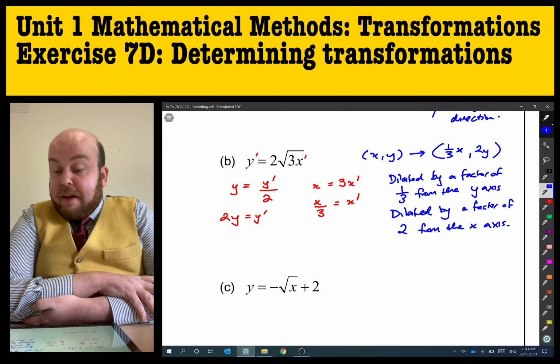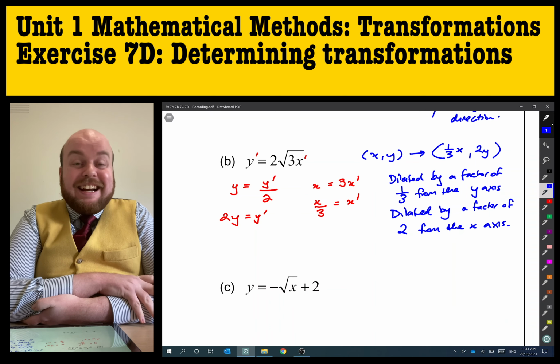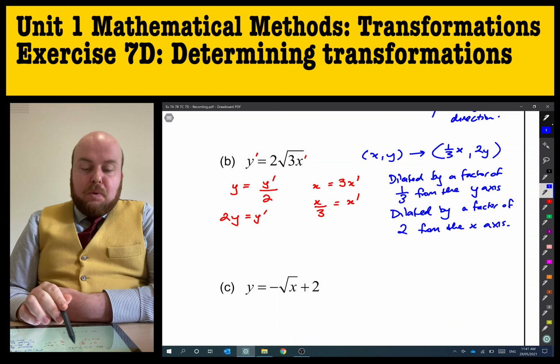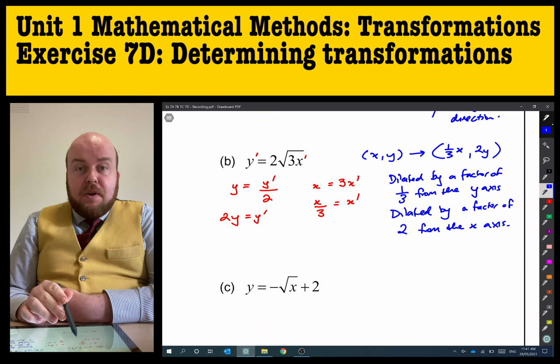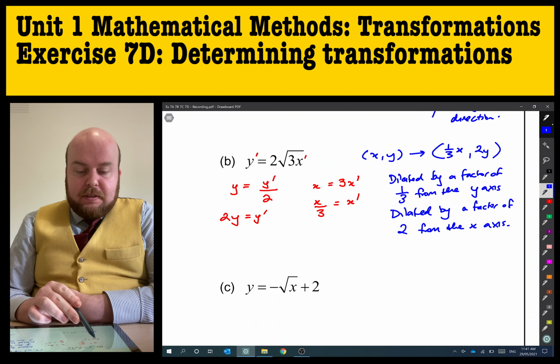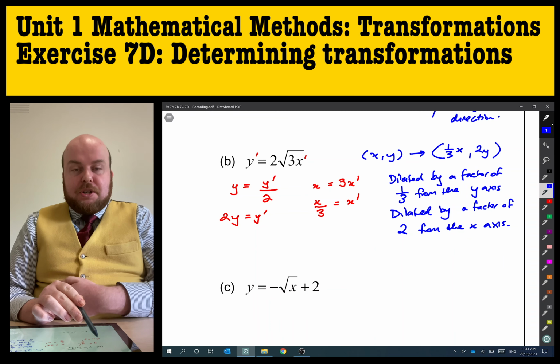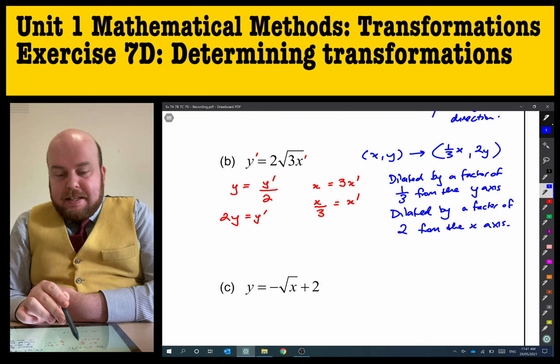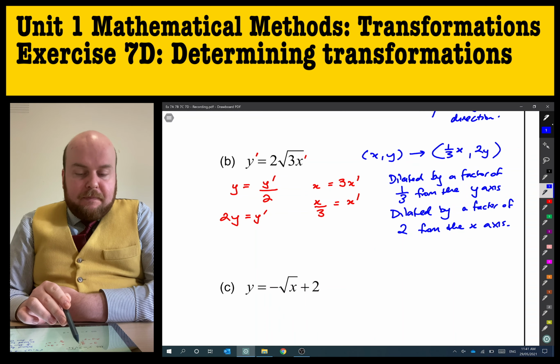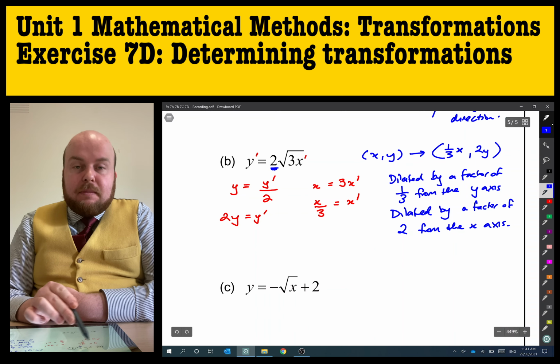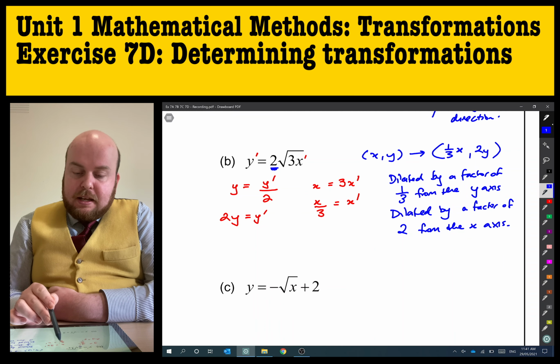So it's been dilated by a factor of a third from the y-axis, dilated by a factor of 2 from the x-axis. Again, all I did was basically work in reverse of the previous examples. I've labeled these x and y's as the transformed versions. And what I'm doing is I'm writing that the original, to transform into that, had to be y apostrophe over 2. Why is it over 2? Because I had to divide this on both sides to get that 2 on the other side.